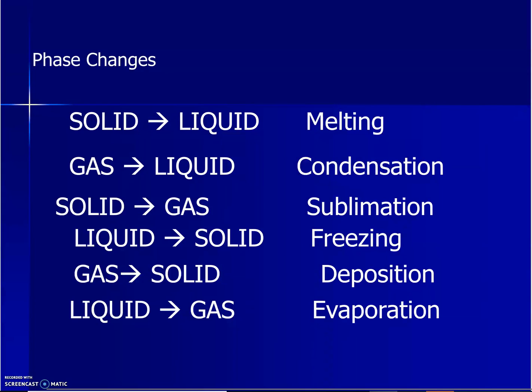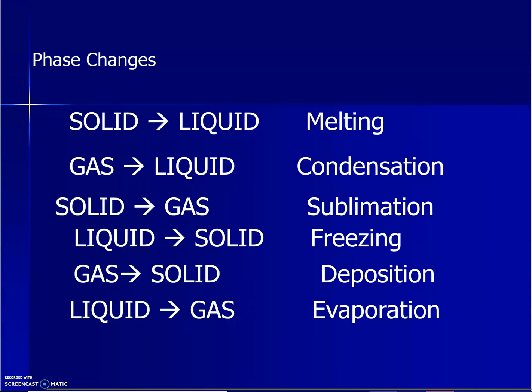So let's start with some information that you've probably learned in your other science classes. The phase changes going between solid, liquid, and gas. To go from a solid to a liquid, that's melting. Gas to a liquid is condensation. Solid to a gas is sublimation. Liquid to a solid is freezing. Gas to a solid is deposition, and liquid to a gas is evaporation.